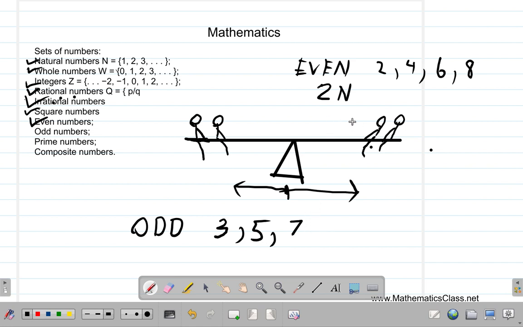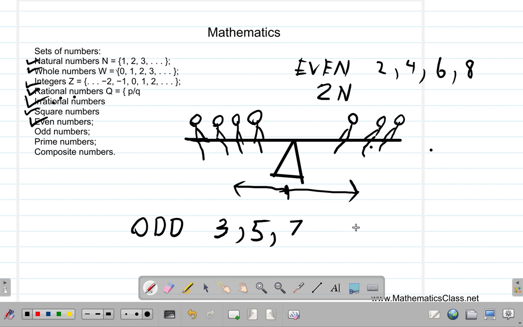With the odd number, an odd number of persons will cause the seesaw to tilt. When you have 5 persons, the side on which 3 persons sit will make it tilt over to that side. If you have 7 persons, it's 4 plus 3. The side where you have 4 persons will be heavier, so it will tilt over to that side, and so on and so forth.